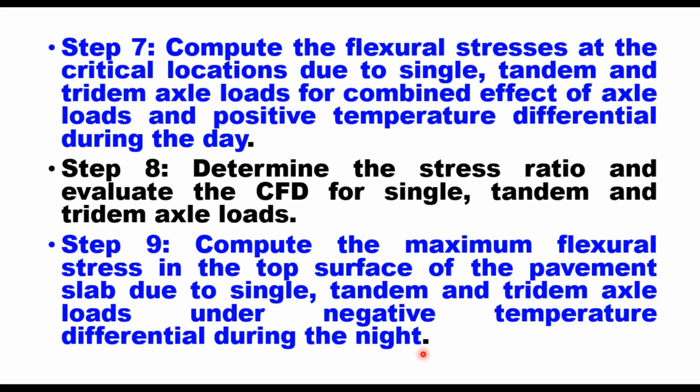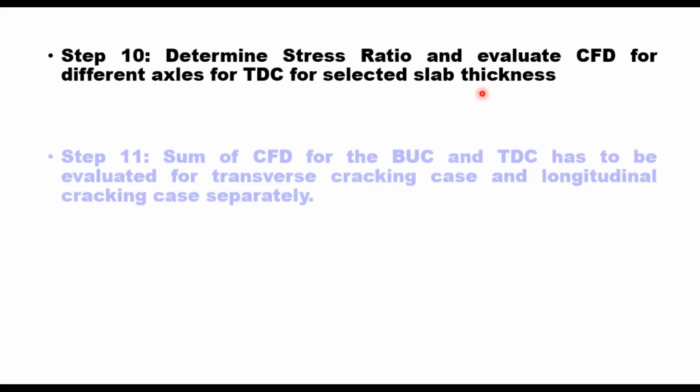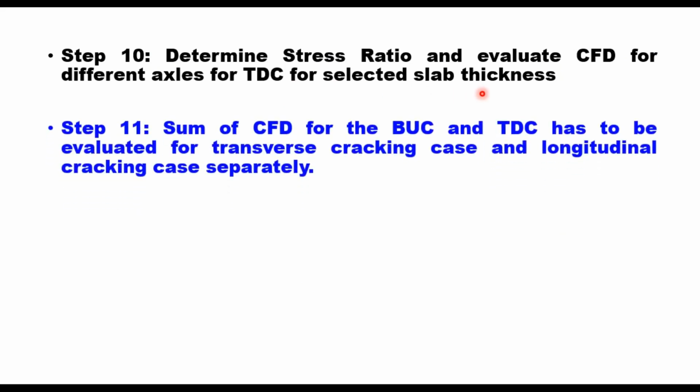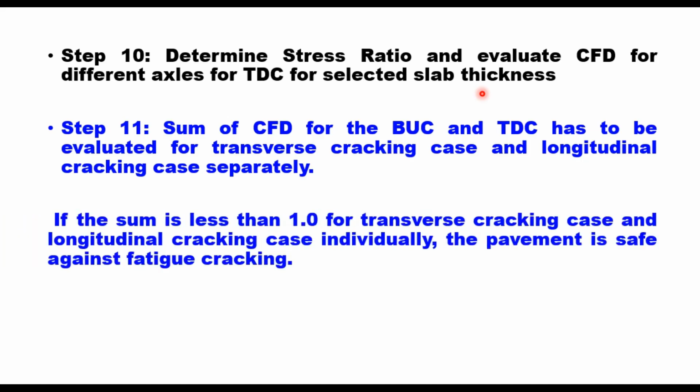That is top-down cracking. Determine the stress ratio and evaluate cumulative fatigue damage for different axles for top-down cracking for the selected slab thickness. The sum of CFD for BUC and TDC has to be evaluated for the transverse cracking case and the longitudinal cracking case separately. If the sum is less than 1 for the transverse cracking case and the longitudinal cracking case individually, then the pavement is safe against fatigue cracking. If not, then you change the design thickness of the concrete slab and carry out this analysis again.